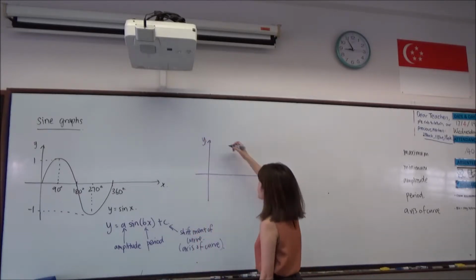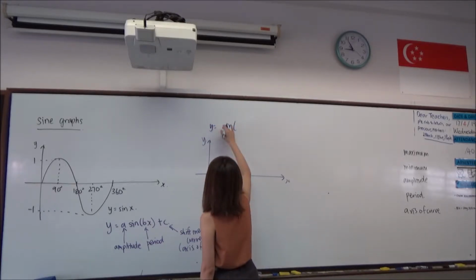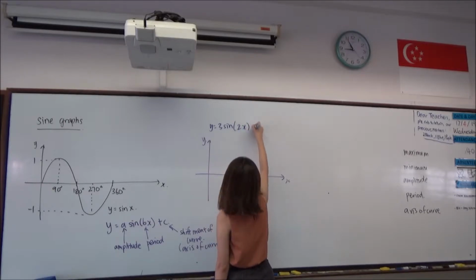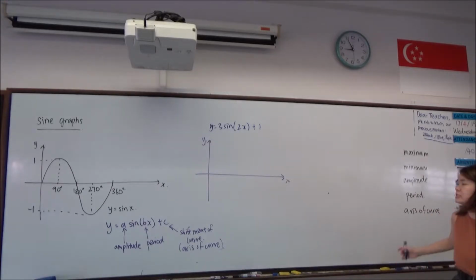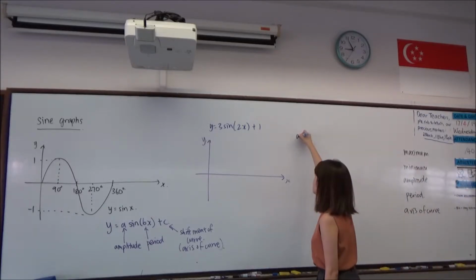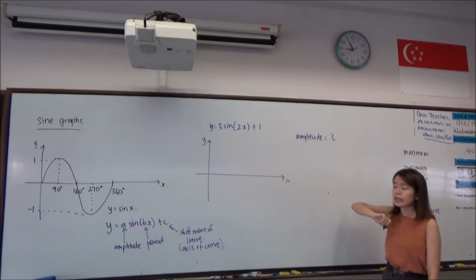Let's just maybe do one example of y equals 3 sine 2x plus 1. Okay, let's do a graph of y equals 3 sine 2x plus 1. As I mentioned, we always need to find the maximum, minimum, amplitude, period, and axis of curve. We can definitely read off what is the amplitude first. Amplitude, we know that it is 3.